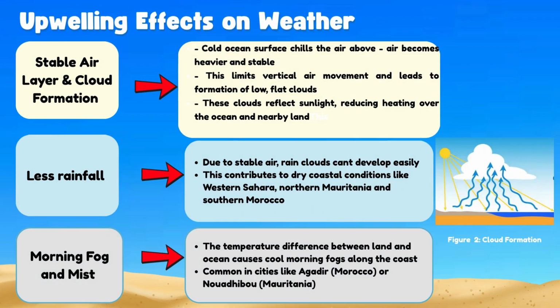First, let's look at how upwelling affects weather. When cold water rises to the surface, it cools the air above it. This creates a stable air layer which limits vertical air movement. Because of that, we mostly get low clouds like fog and stratocumulus instead of tall rain clouds. As a result, rainfall is reduced. That's why the areas along the northwest coast of Africa like Western Sahara and Southern Morocco are dry even though they are near the ocean. Finally, the temperature difference between land and the ocean causes morning fog and mist, especially in coastal cities like Agadir in Morocco or Nouadhibou in Mauritania.